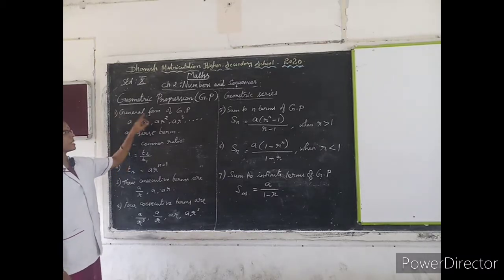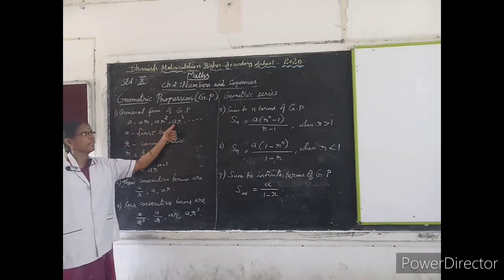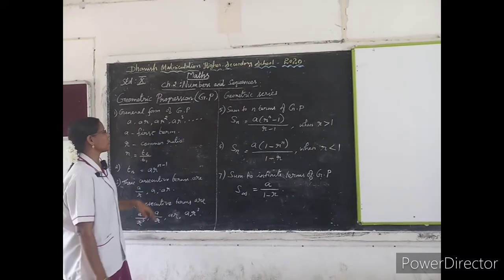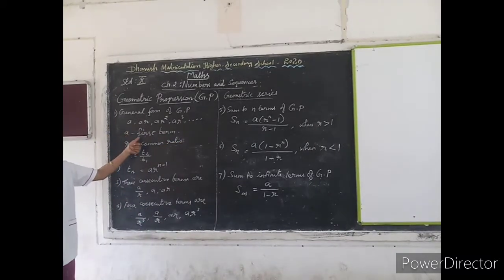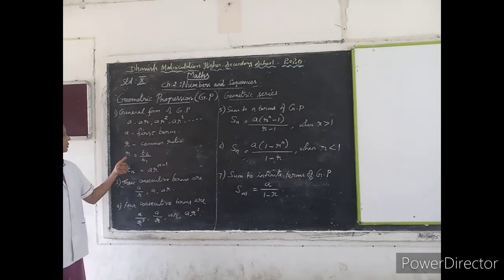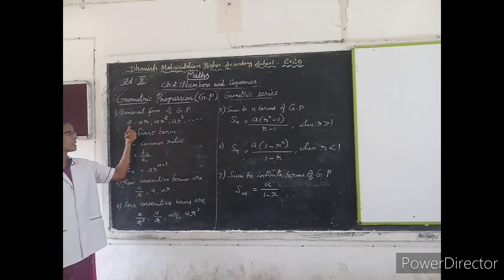This is the general form of GP: A, AR, AR square, AR cube, etc., up to AR power n minus 1, where A is the first term of the geometric sequence and R is the common ratio. How to find R? Second term divided by first term.